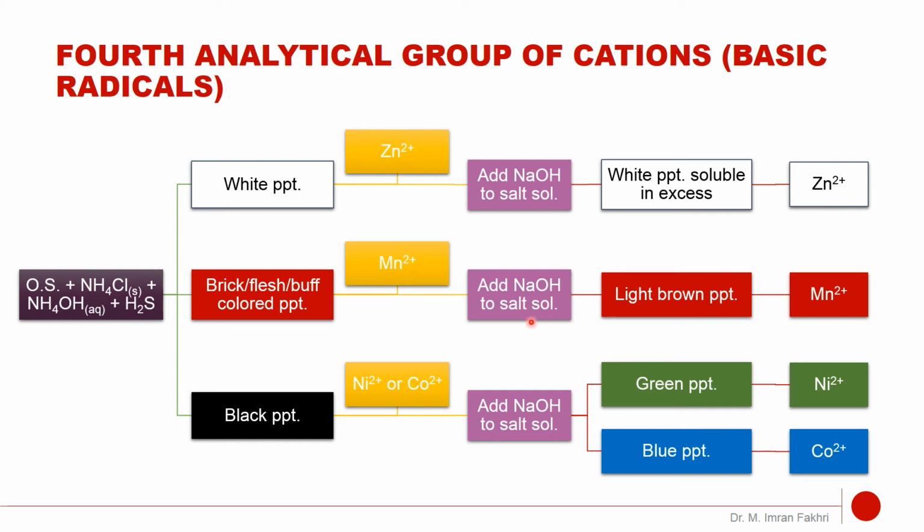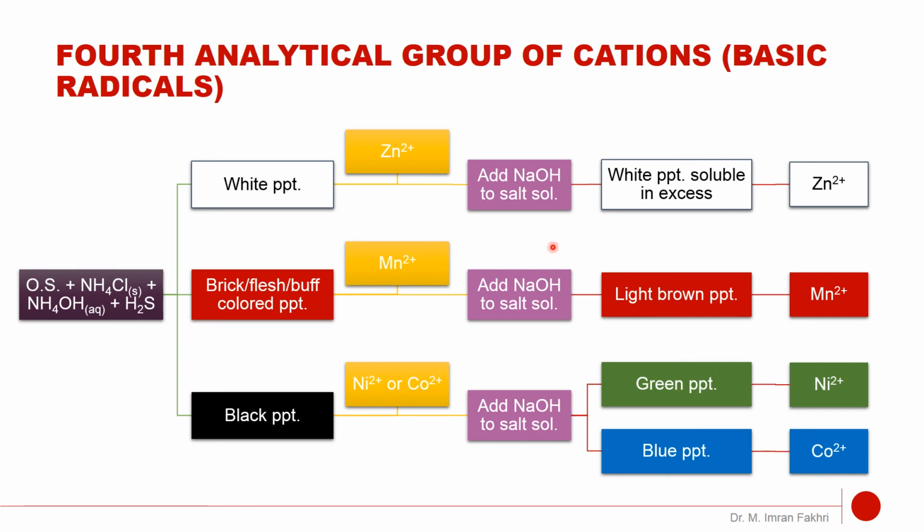Similarly, if we add sodium hydroxide to the salt solution, light brown precipitates are obtained, and in excess, these brown precipitates are not soluble. So Mn2+ ion is present in the given salt. Similarly, if sodium hydroxide is added to the original salt solution and a green precipitate is obtained, we may have nickel 2+ ion present, and if blue precipitates are obtained, we may have cobalt 2+ ion present.